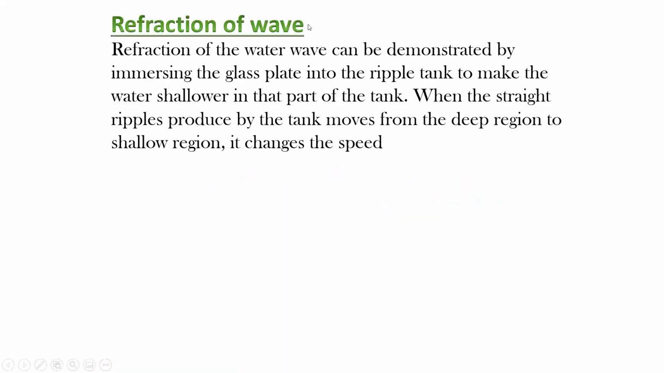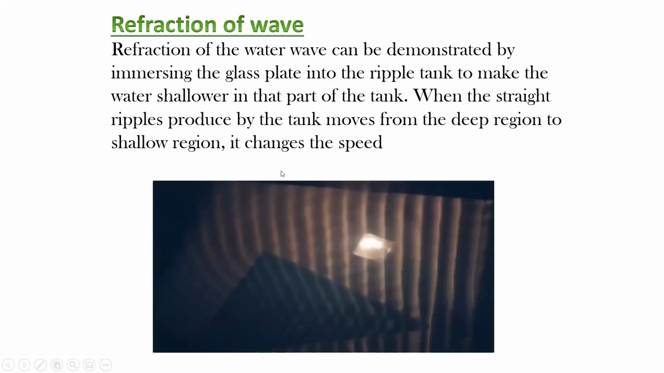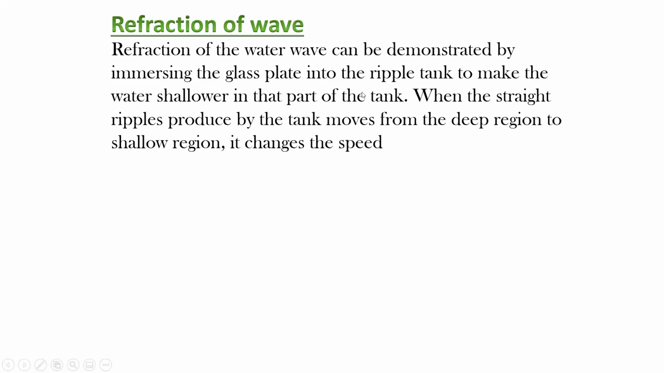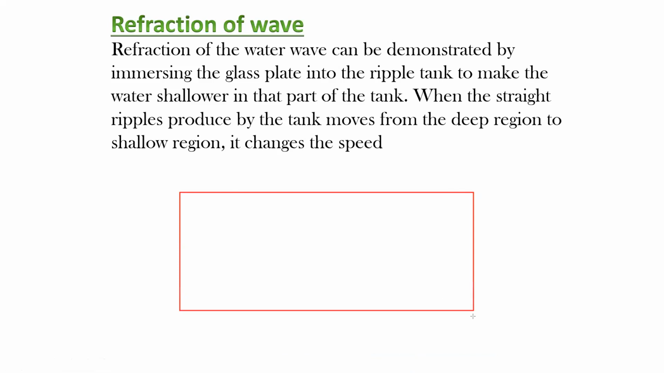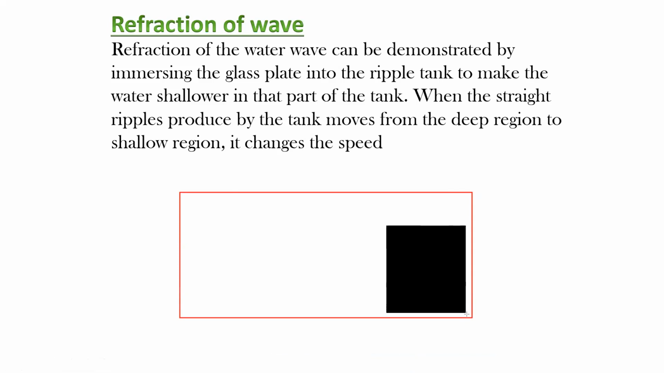The term refraction means when the wave travels from one medium to another, it changes its speed, and this property is called refraction. But how do we create two regions in a ripple tank? In a ripple tank, to create two regions, we'll place an object inside. When we place an object inside, this will create two regions.